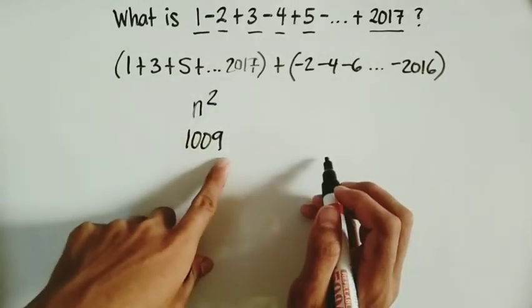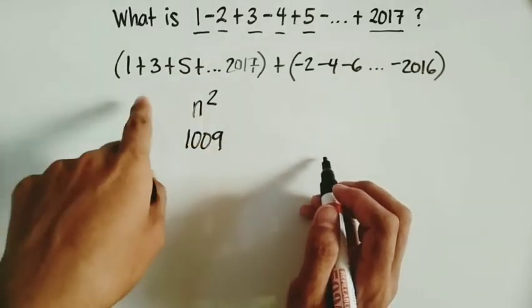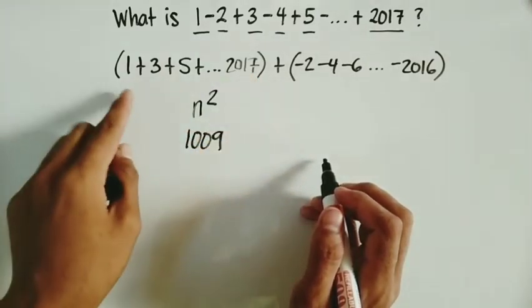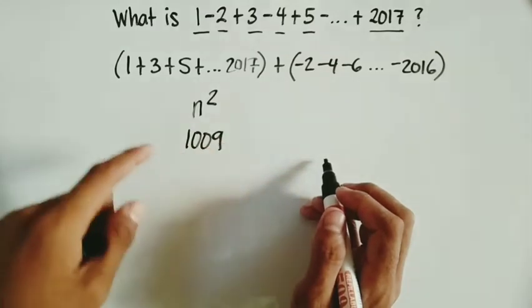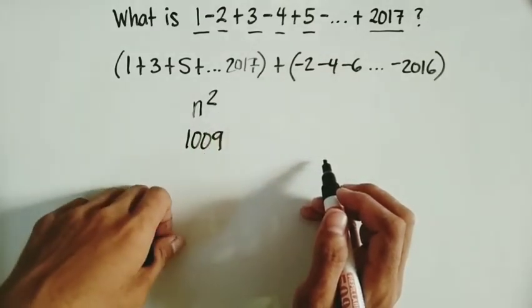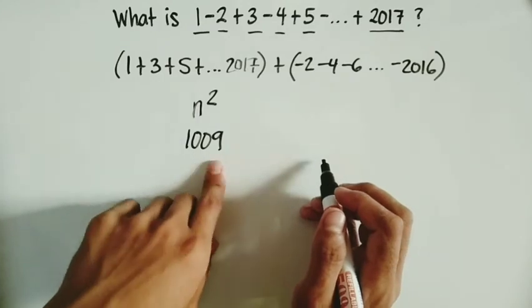So, paano ba natin ito i-check kung tama? Pwede mo siya i-divide by 2, that is 1,008. And since nagsimula ka sa 1, nagtapos ka sa odd number, sobra yung odd number na isa kaysa sa even number. And that is 1,009.